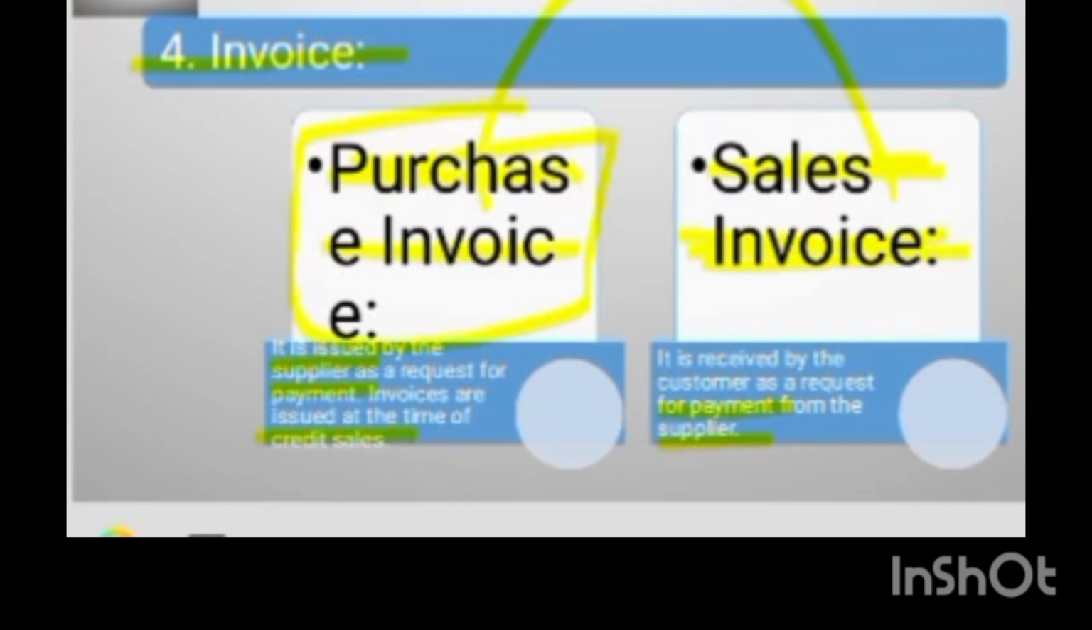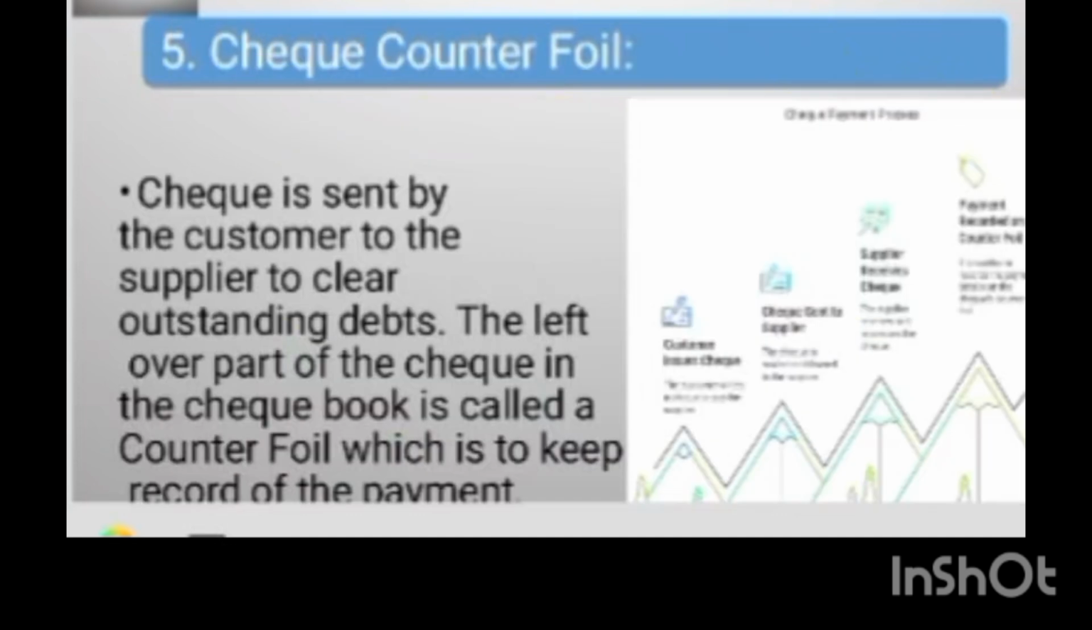You have to pay it at this date according to their dealing, right? So there are two invoices, purchase invoice and sales invoice. Hope the difference between them is clear. The next is check counterfoil.